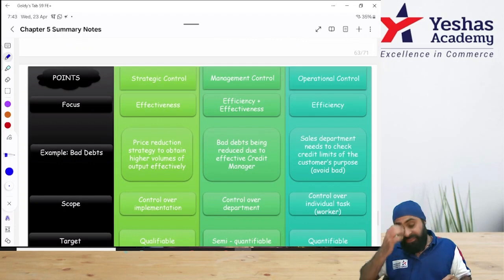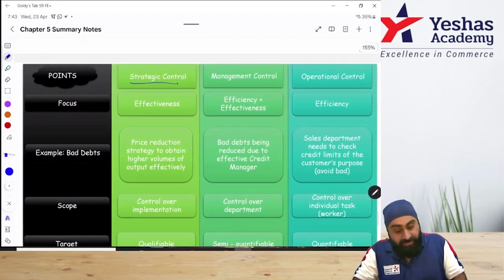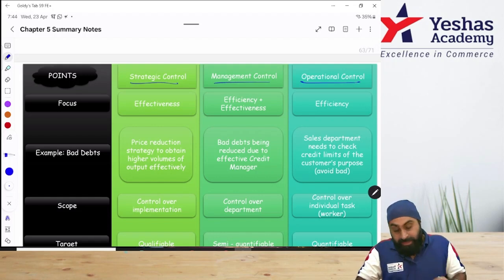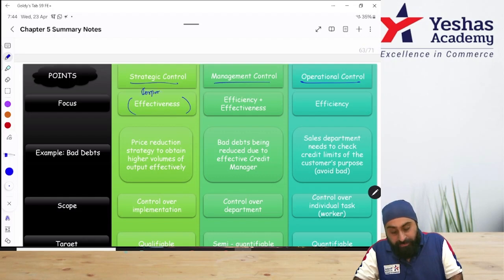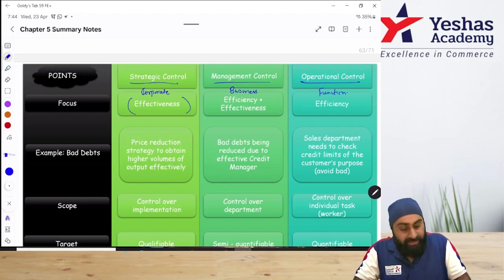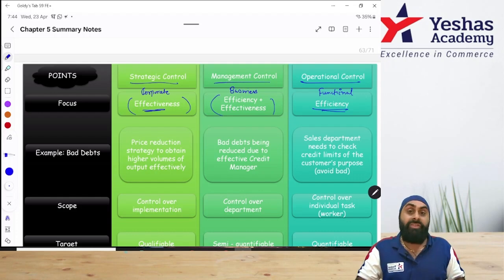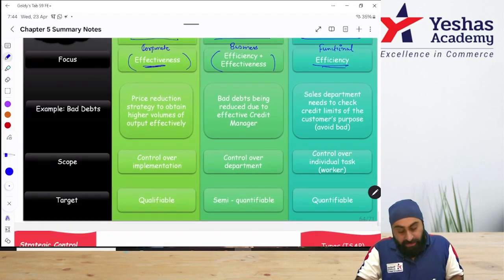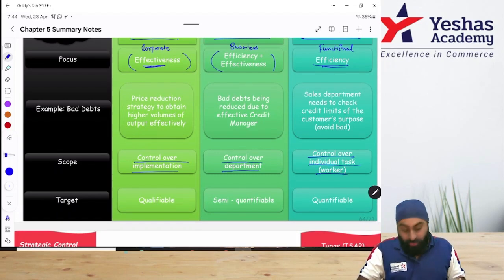Now, we are going to classify strategic control on the basis of levels of management. The first one is strategic control, management control, operational control. The strategic control talks about effectiveness as this is done by the corporate level. And here it is done by business level, and here it is done by functional level. So functional level works on efficiency, corporate level works on effectiveness. Scope, control over implementation, control over department, control over individual task and worker.